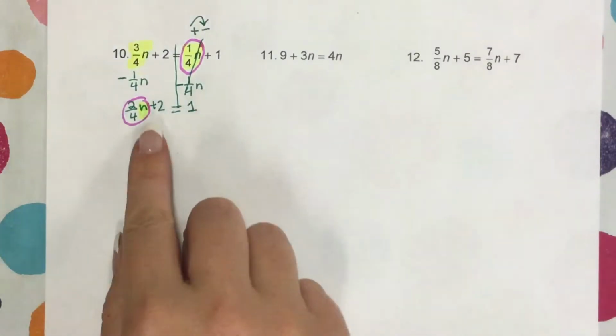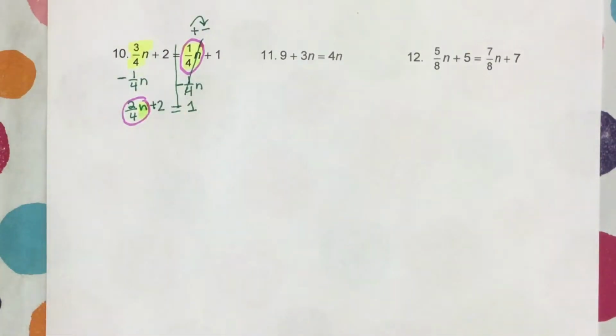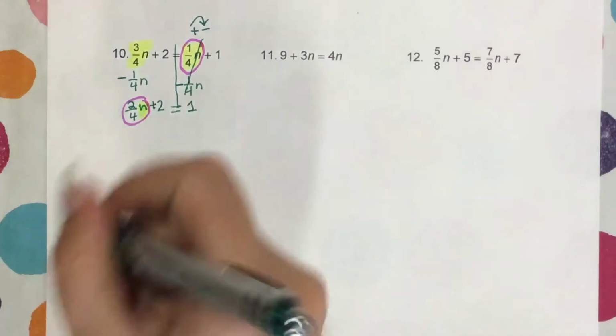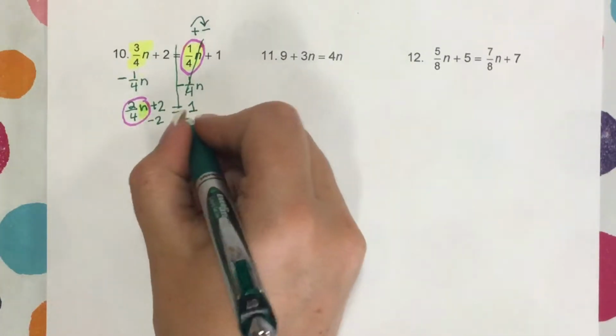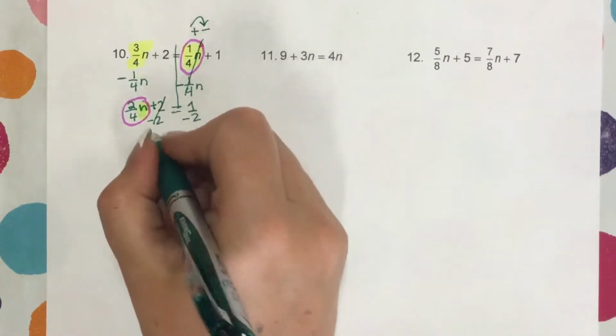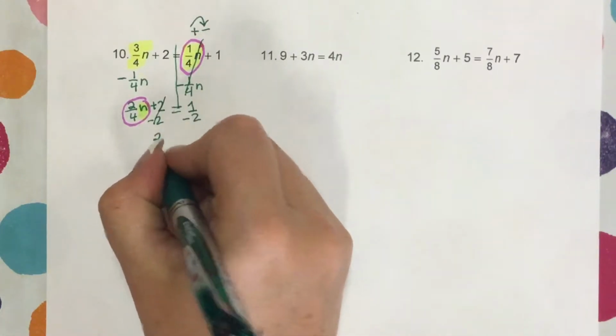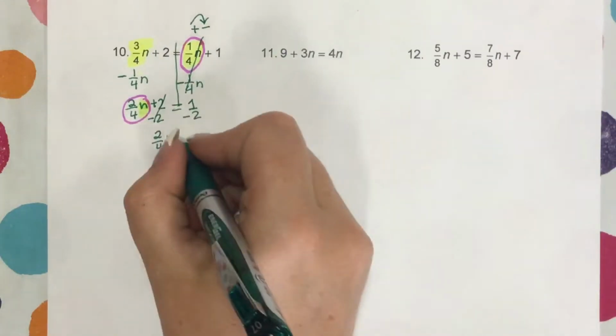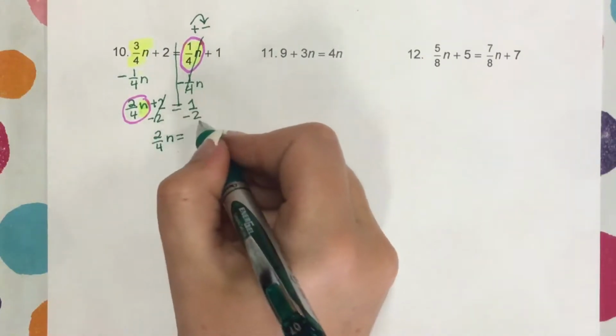Which means I'm going to be getting rid of this positive 2, and I have to do the inverse operation of the positive, which is a negative. So I'm going to subtract 2 from both sides. This positive 2 minus 2 equals 0, and then I'm left with 2/4 times n equals 1 minus 2.